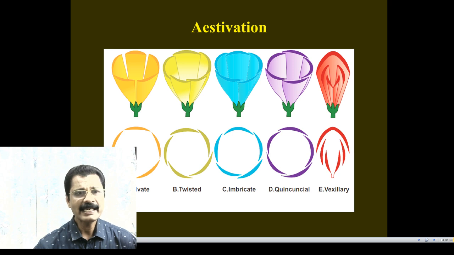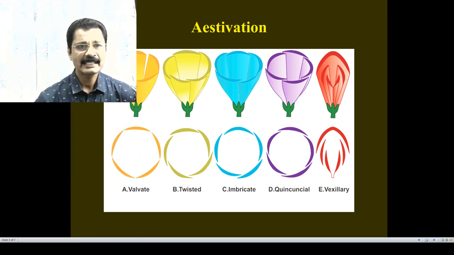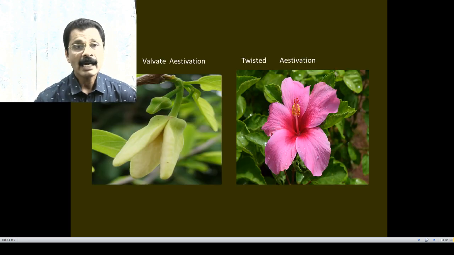So this is the diagrammatic representation of estivation. The first one, valvate estivation. In the valvate estivation, the sepals or petals, their end walls come closer to each other, but they are not overlapping each other. Such a type of estivation is called valvate estivation. A typical example, Annona. Here you can see sepals or petals, their end walls come closer to each other, but they are not overlapping.